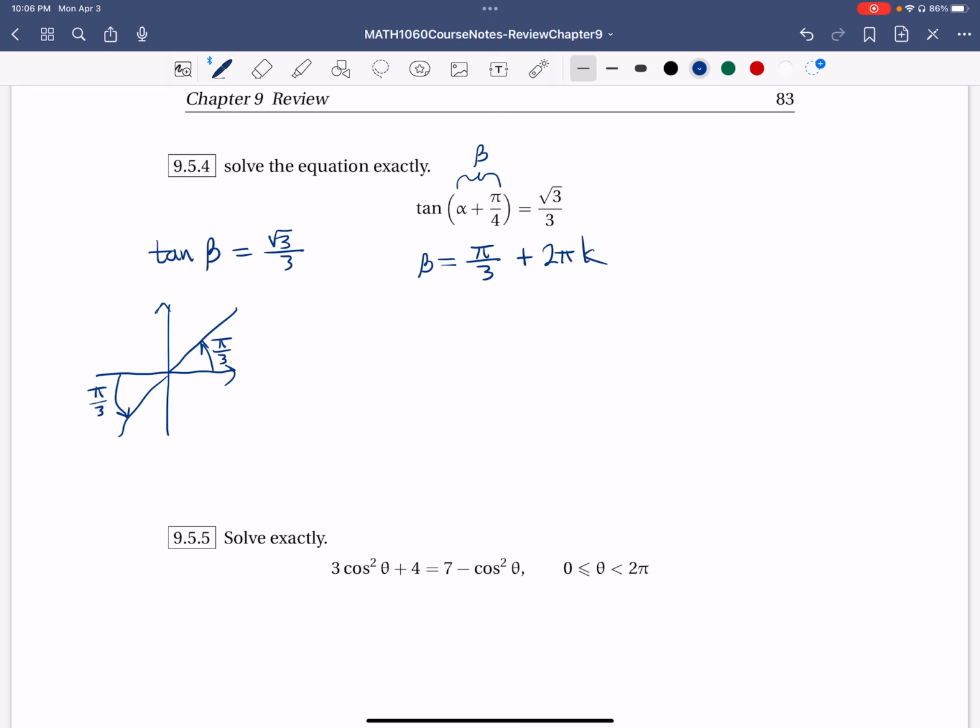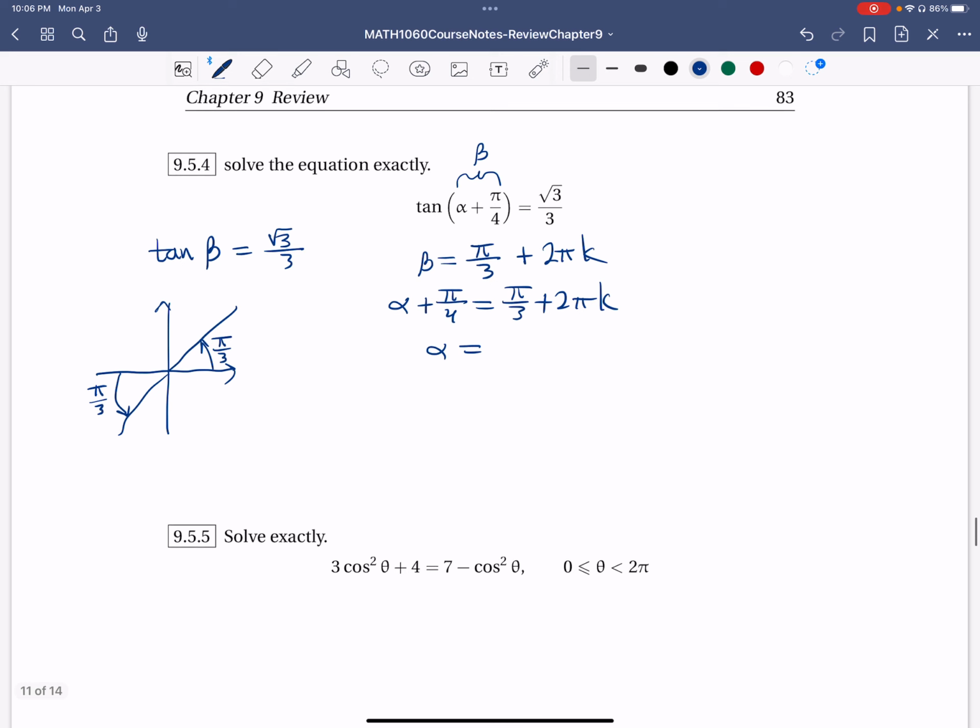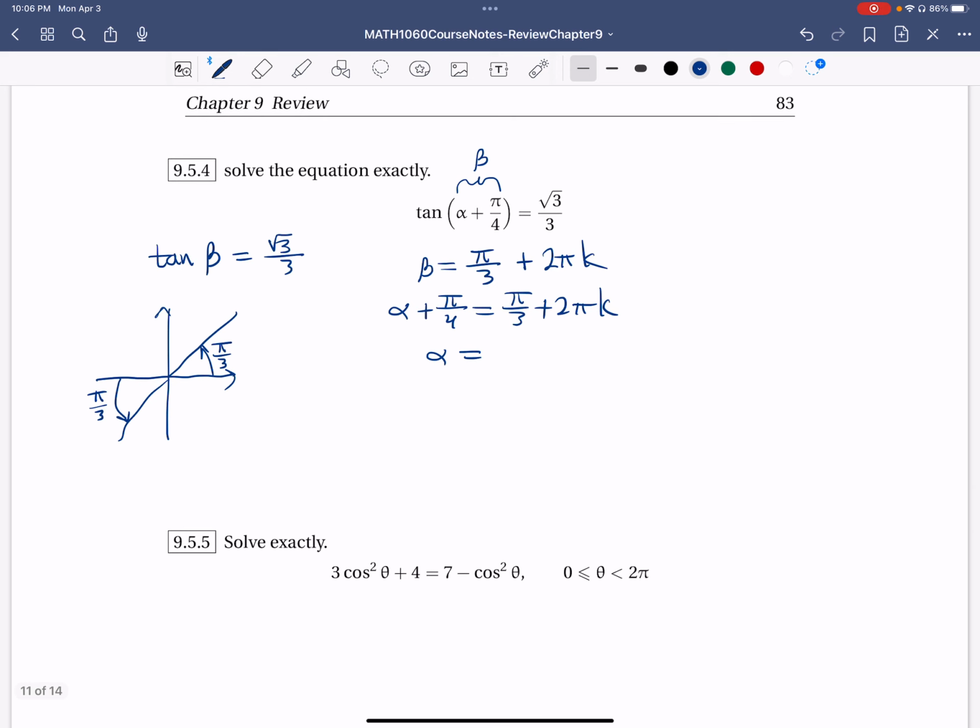And then when we replace that with alpha, we'll have alpha plus pi over 4 is equal to pi over 3 plus 2 pi k. And when we subtract pi over 4 from both sides, we'll get alpha is equal to pi thirds minus pi fourths. That is going to be 4 pi twelfths minus 3 pi twelfths, so that's just 1 pi twelfth. So pi twelfths plus 2 pi k. Okay, so that's our solution coming from our first value for beta, which was pi over 3.